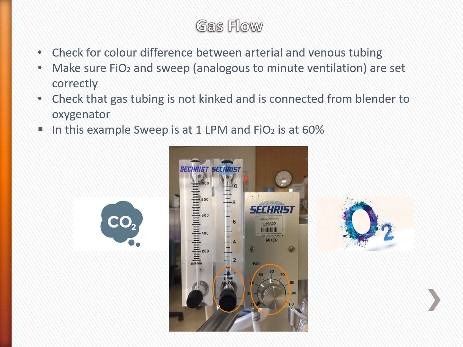Make sure the FO2 and the sweep are set correctly. Check that the gas tubing is not kinked and that it is connected from the blender to the oxygenator. In the example I've provided, the sweep is at 1 liter and the FO2 is set at 60%.